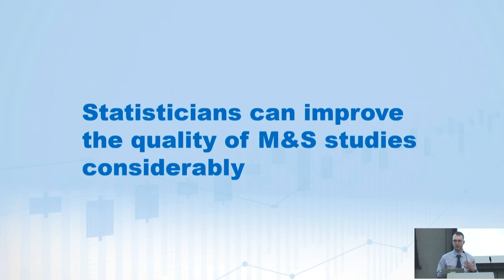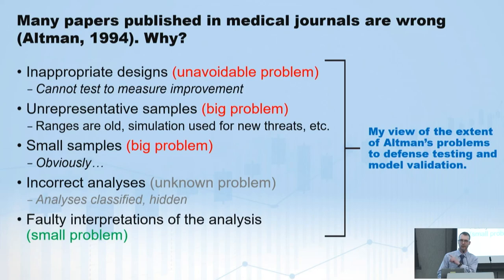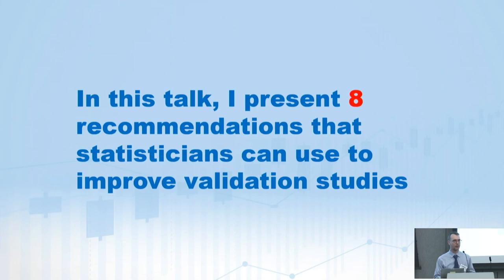So the next part is the here's what we can do to actually integrate and improve with our teams and really make sure M&S validation studies are high quality. And hopefully reduce the extent to which some of Altman's issues are problems for our domain. That's my goal. Okay. So for the remainder of the talk, I'm going to present my 8 recommendations. Again, it's sort of non-technical, but basically I want to present 8 ways that statisticians, I believe, can improve validation studies.